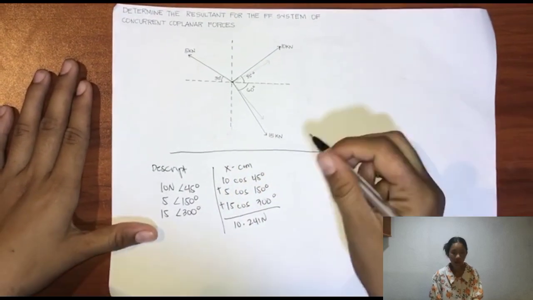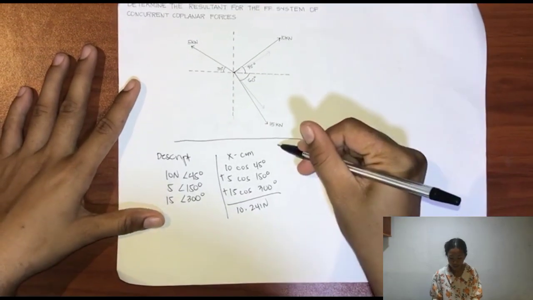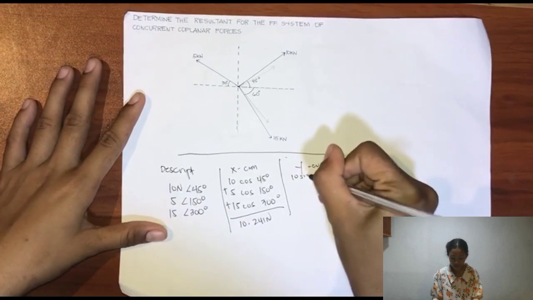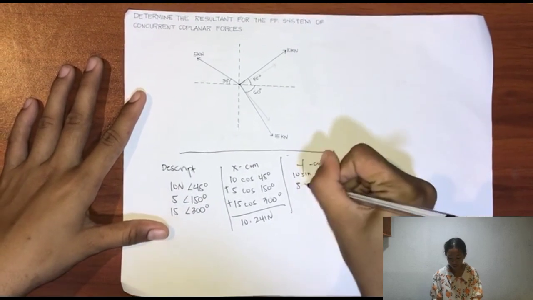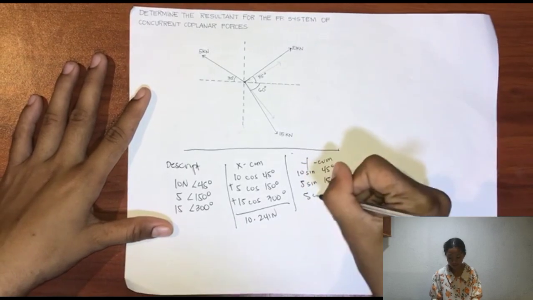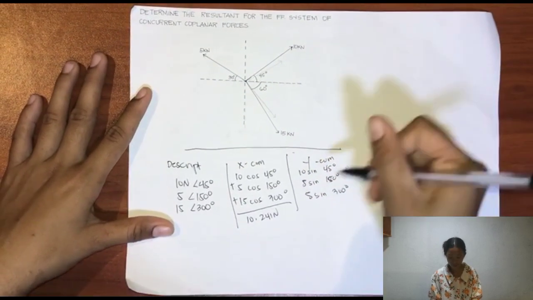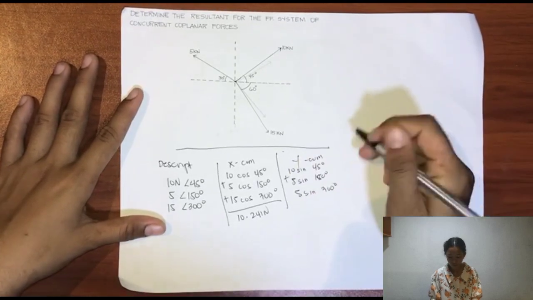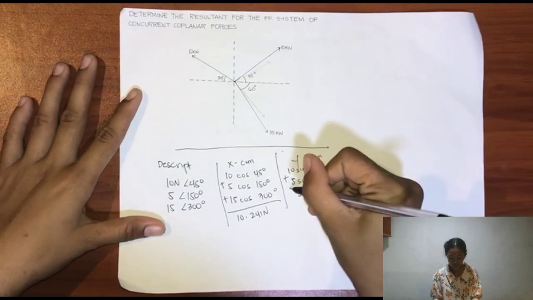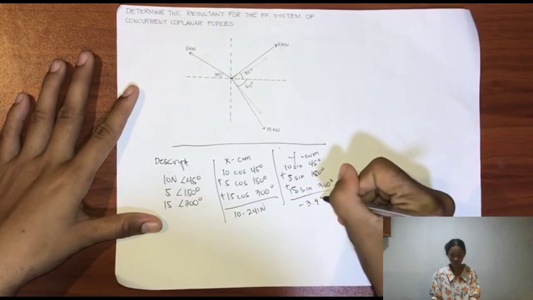So after natin kunin ang x component, kukunin naman natin ang y component. So meron tayong 10 sin 45 degree, 5 sin 150 degree, 15 sin 300 degree. So i-add lang natin sila lahat para makuha natin ang y component. So 10 sin 45 degree plus 5 sin 150 degree plus 15 sin 300 degree is equals to negative 3.419 Newton.